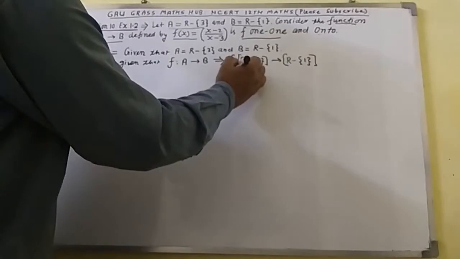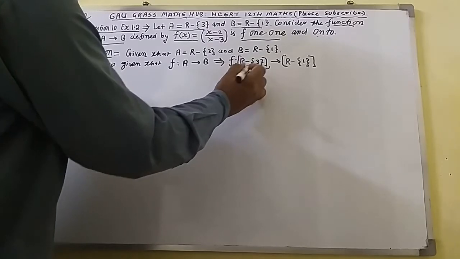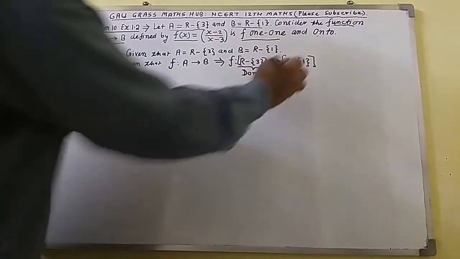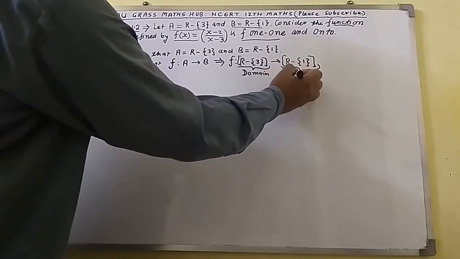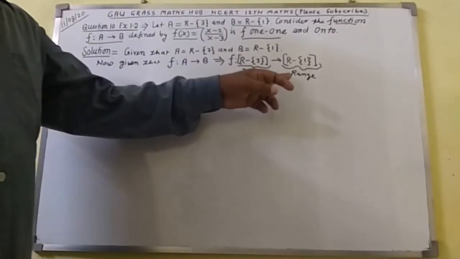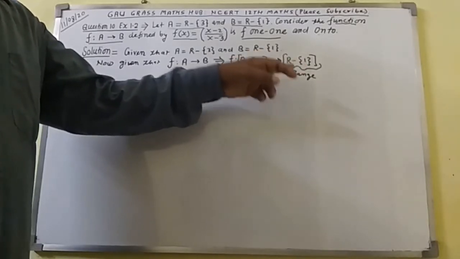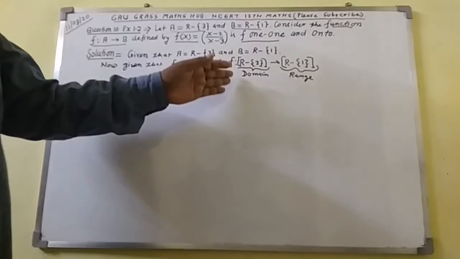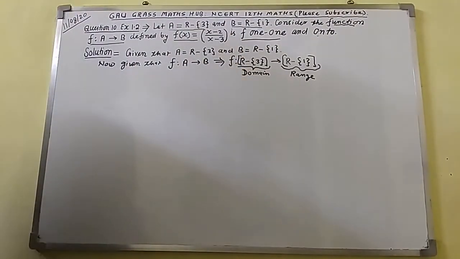So here this one will be the domain, and this term will be the range. We have to prove that this will be the range. If this term is the range, then that function will be an onto function. Here we have to show this function is one-one. So let us see how this question is going to be solved.